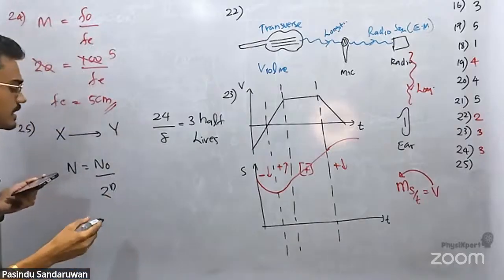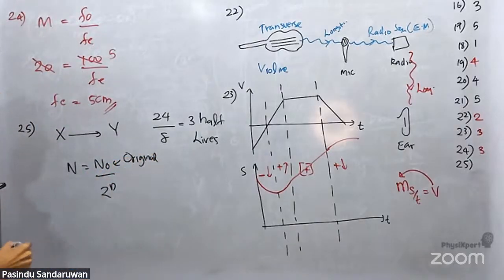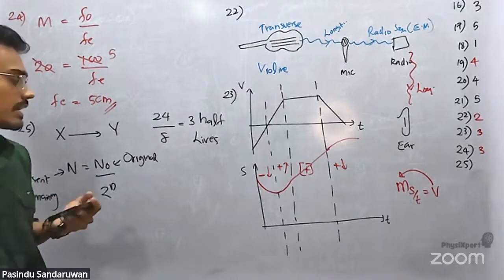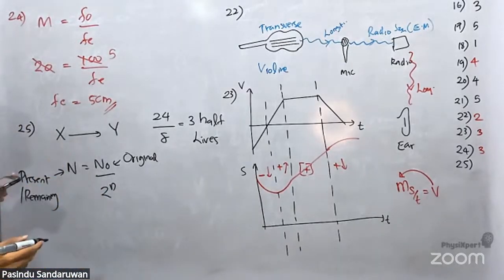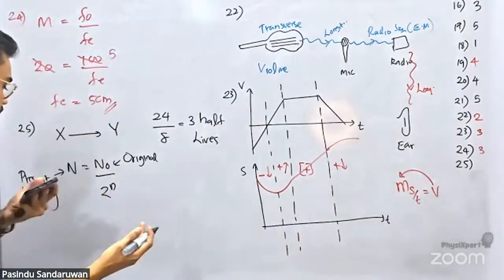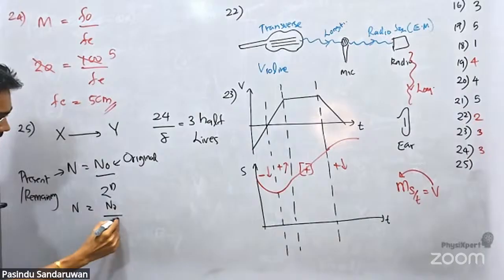N0 is the original number of nuclei, and N is the present number of nuclei. Present, or we can say remaining. Now, let's see what amount of X is remaining after 3 half-lives.